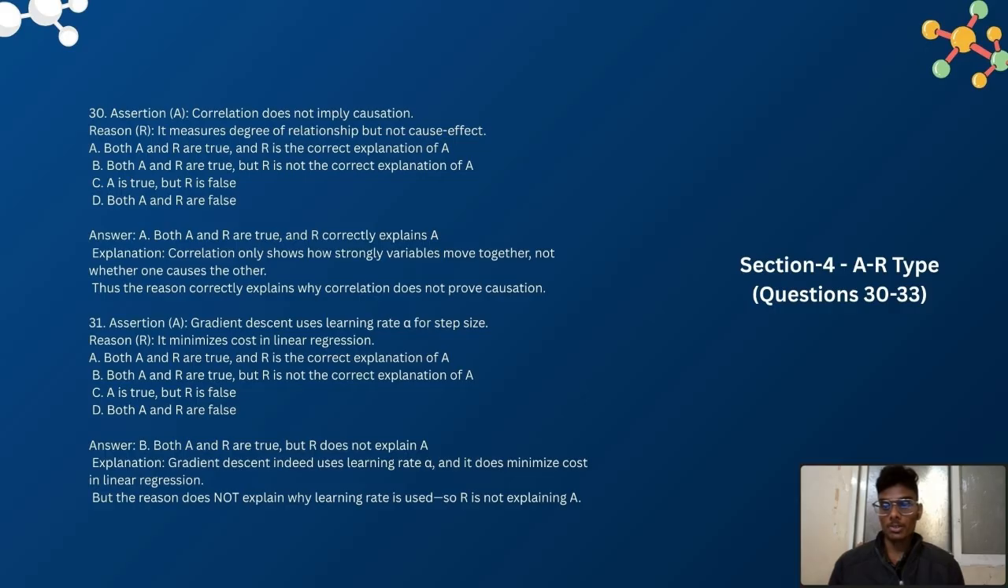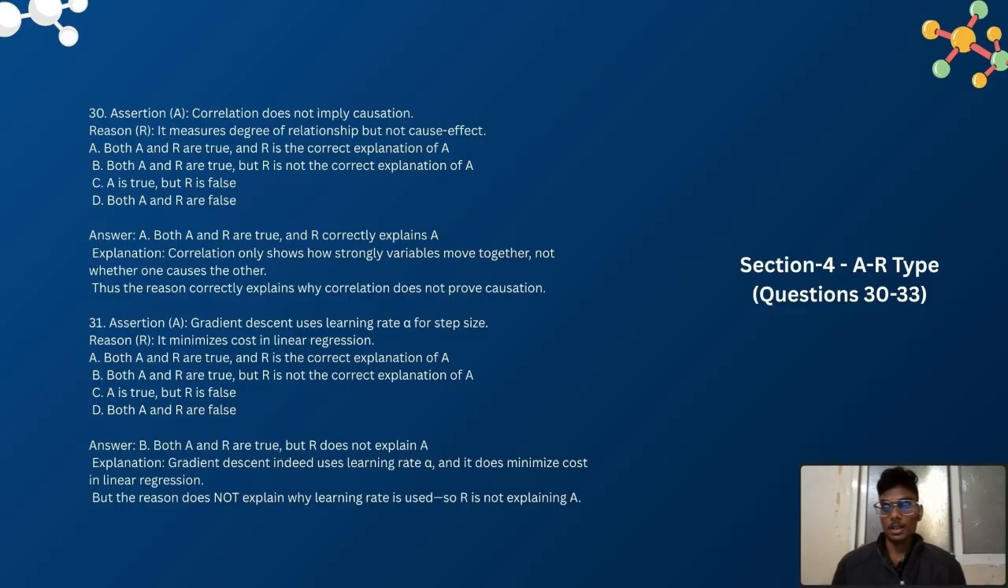Question number 31. Assertion: gradient descent uses learning rate alpha for step size. Reason: it minimizes cost in linear regression. So the answer is B. Both A and R are true, but R does not explain A. Gradient descent indeed uses learning rate alpha and it does minimize cost in linear regression, but the reason does not explain why the learning rate is used. So R is not explaining A.